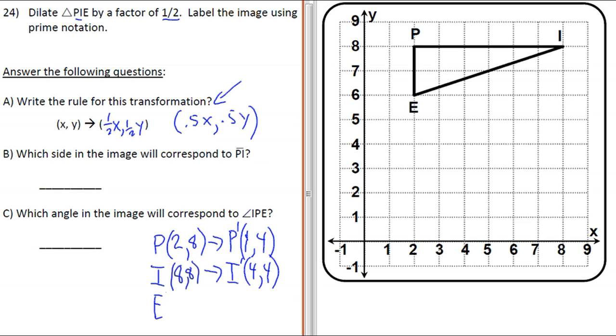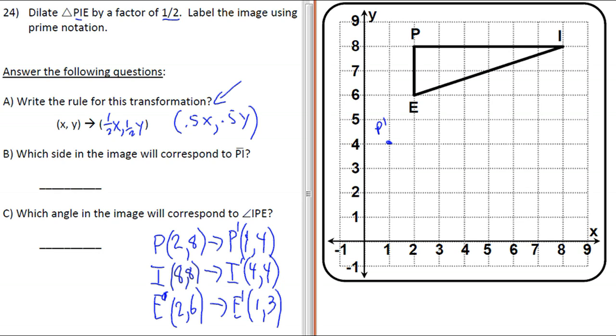E prime, oops, E, told you I'd make a mistake. E is 2 to the right and 6 up. So half of that would be E prime. Half of 2 would be 1, and half of 6 would be 3. I'm going to go over and graph it. 1, 4 is P prime. 4, 4 is I prime. E prime is 1, 3.